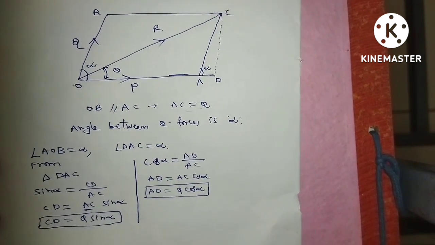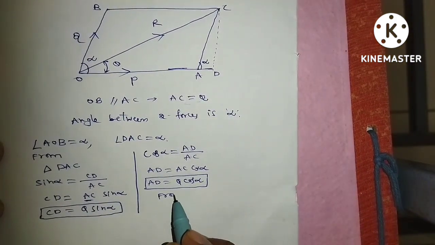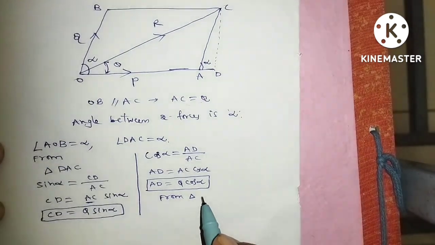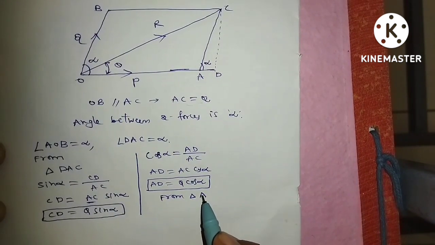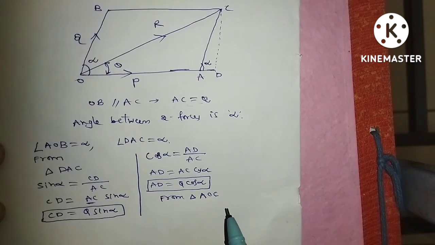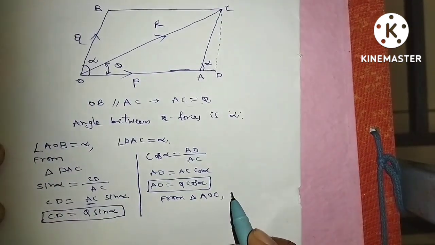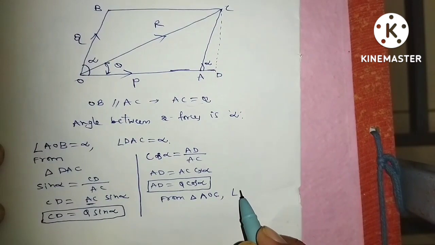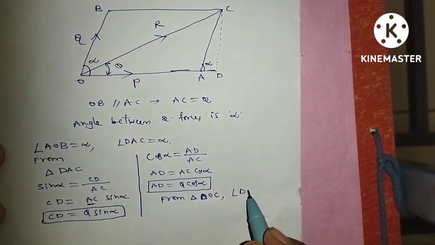Now I am considering one more triangle, that is triangle DOC. From triangle DOC, that is a right angle triangle, as per the Pythagoras rule, hypotenuse square is equal to side square plus side square. Here angle DOC is equal to theta.